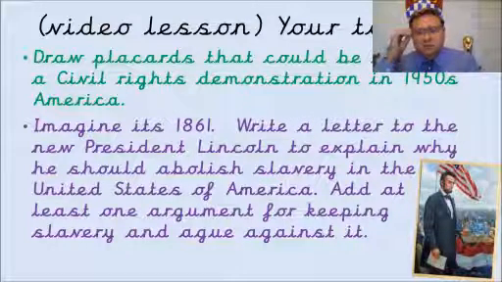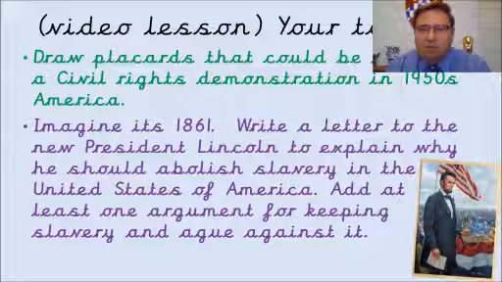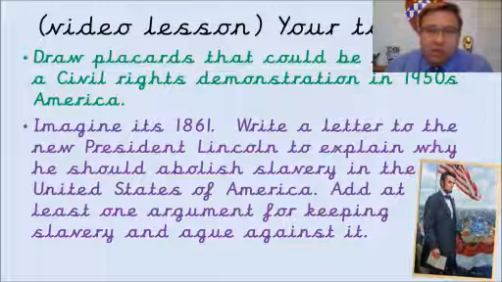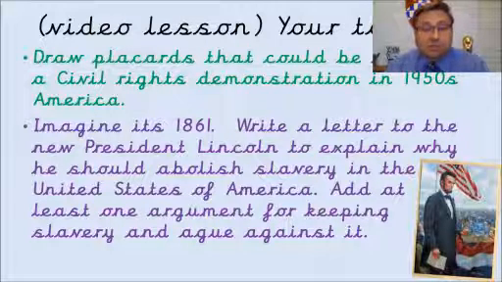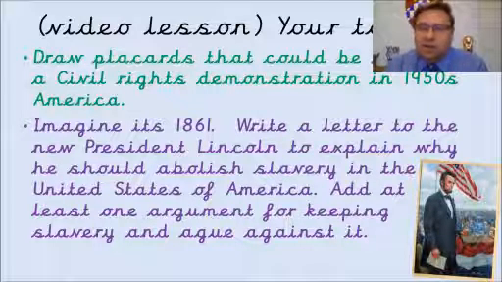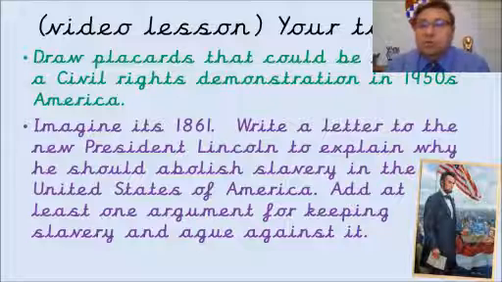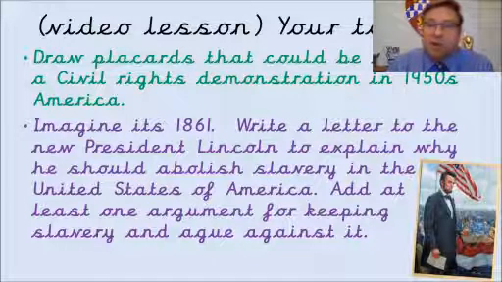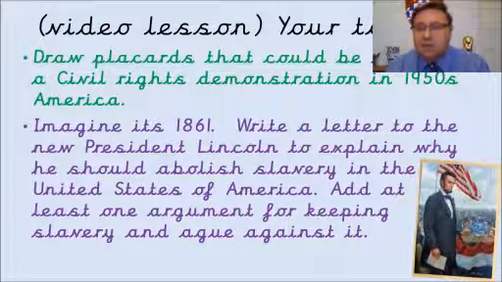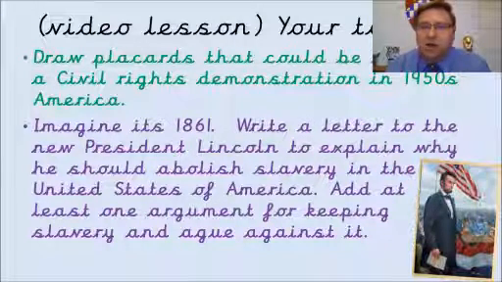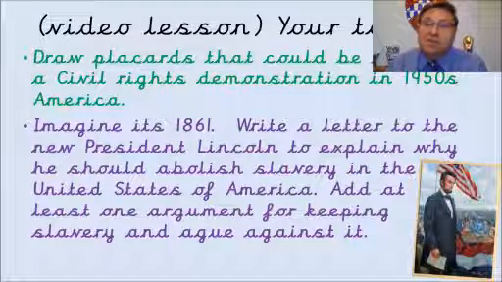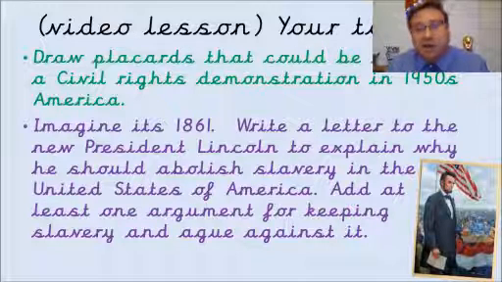Imagine it's 1861 and the new President Lincoln has come into power, and your job is to write to him a letter explaining why you think he should abolish slavery in the United States. You need to look at the arguments for keeping slavery and then argue against it, and you'll need to make sure that you use all the persuasive elements you've learned about writing letters. So your task is to write a short letter to our new president in 1861 of the United States to say why you should end slavery. Of course, if you don't think they should, you could write a letter to say why they should continue slavery, but I think that might be a bit harder.